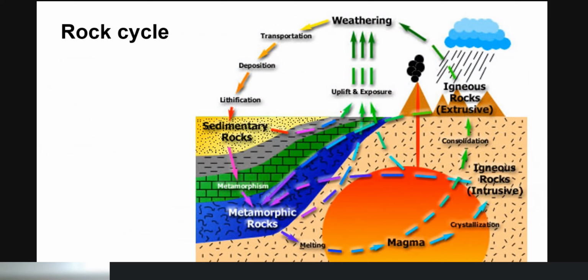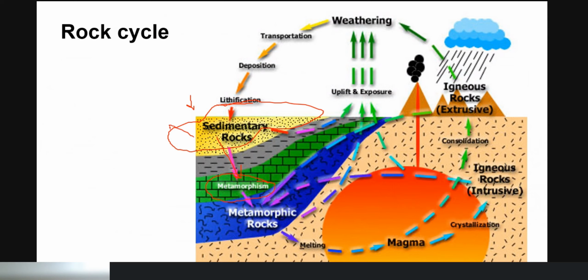Now, suppose this is sedimentary rock. What happens after some time is that it gets buried, and through faulting or some other reason, it gets to more depth. So what will happen? Temperature and pressure will increase. So in this case we will get metamorphosed rock.